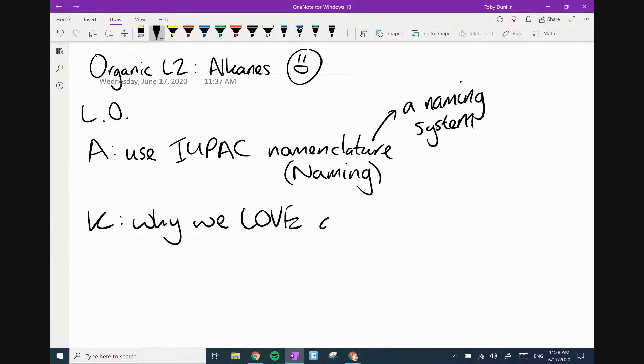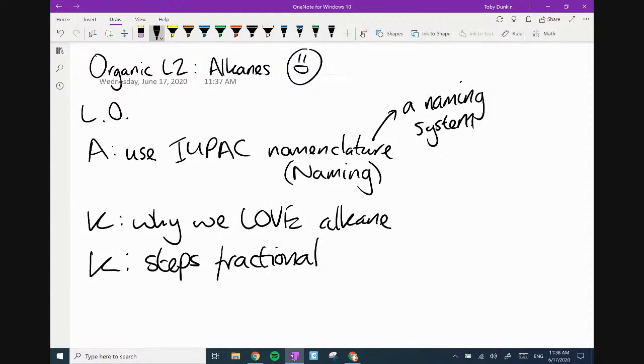why we love alkanes. Why we love the first family. And then I need you guys to know the steps in fractional distillation. Three learning objectives for today, folks.